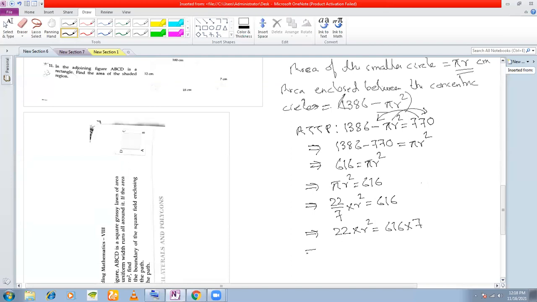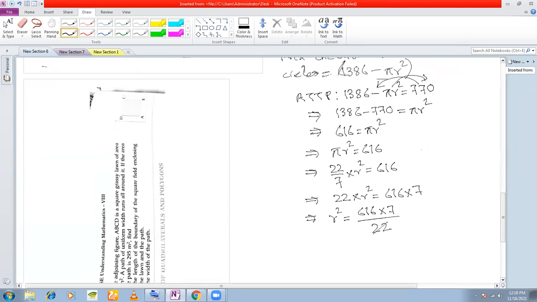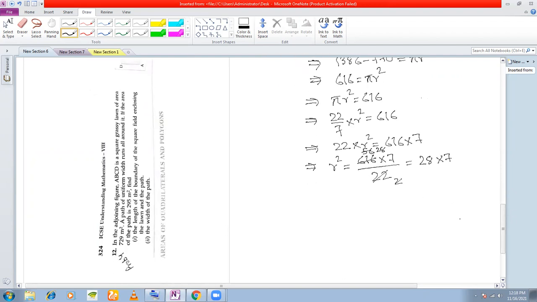Now you can divide both sides by 22. So r square is equal to 616 into 7 divided by 22. Right, now you can cancel and find out. This will cancel with 11 twice, and this will cancel with this 56 times, and this will again cancel here 28 times. So this is equal to 28 into 7. Now you can multiply 28 by 7 to get 196. So r square you're getting as 196.